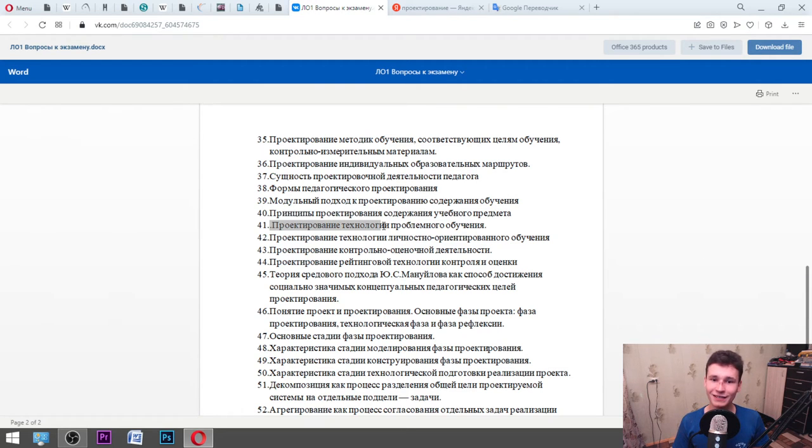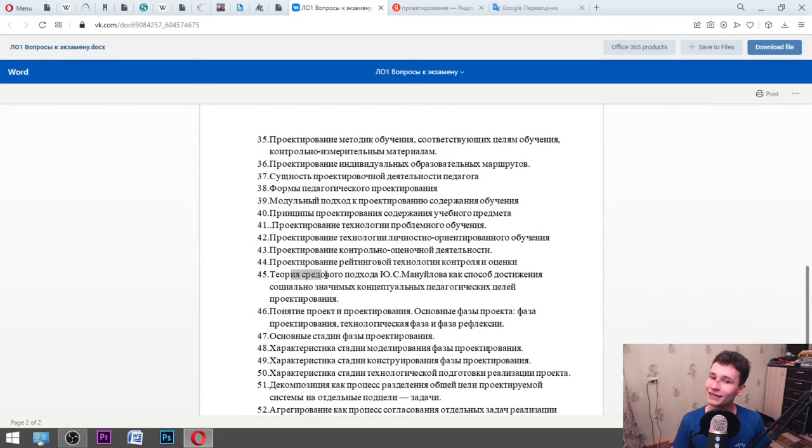Project creating of technology of the problematic education. It means that we have the problem with a person, maybe our target audience is a disabled person, then we should research them, what they like, what they don't like, and then go for it. Project creating of technology of the self-growth oriented education. Okay. Project creating of control assessment doings. Project creating of rankings, technology and the control and the assessment.